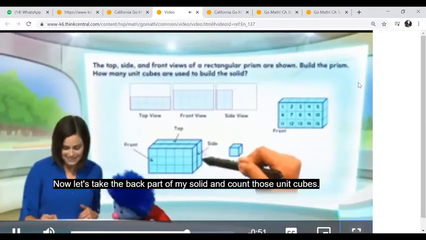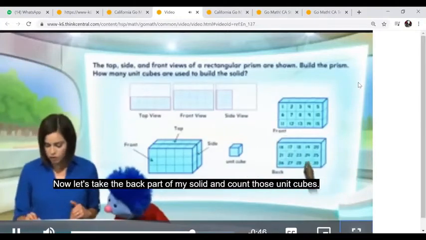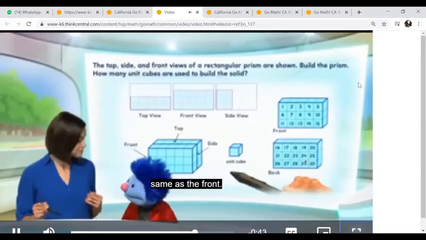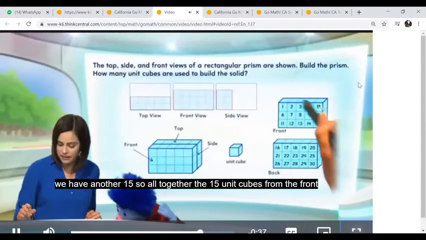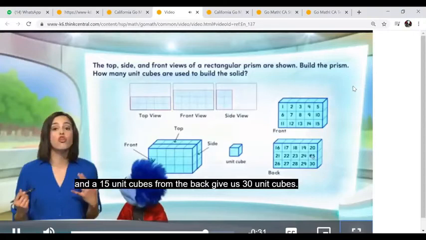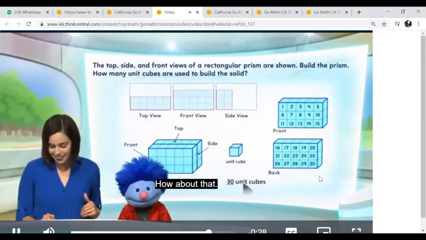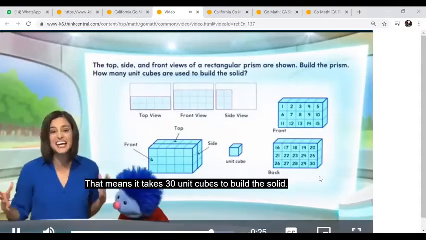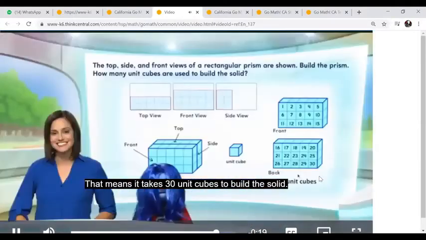Wow. Now, let's take the back part of my solid and count those unit cubes. Same as the front. We have another 15. So altogether, the 15 unit cubes from the front and the 15 unit cubes from the back give us 30 unit cubes. That means it takes 30 unit cubes to build the solid. That was awesome.